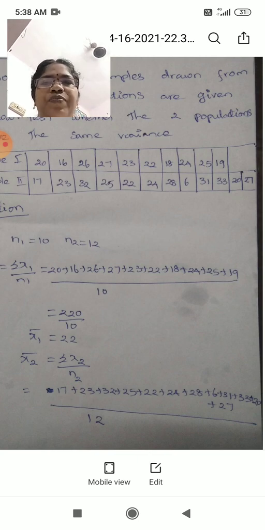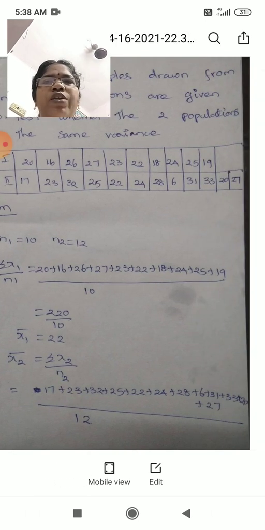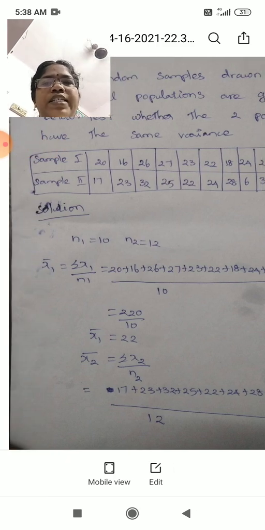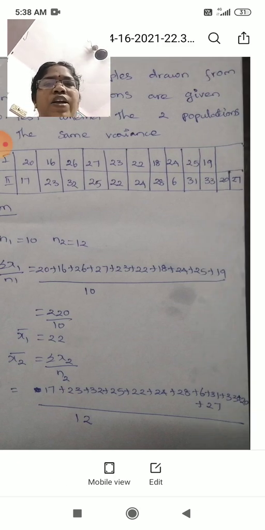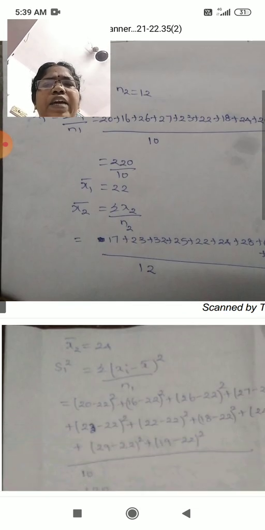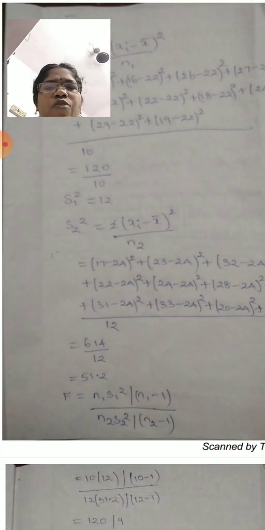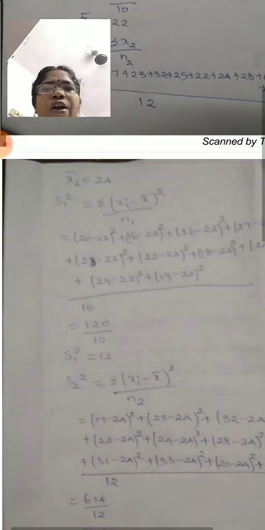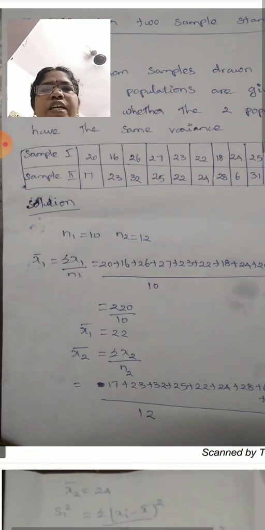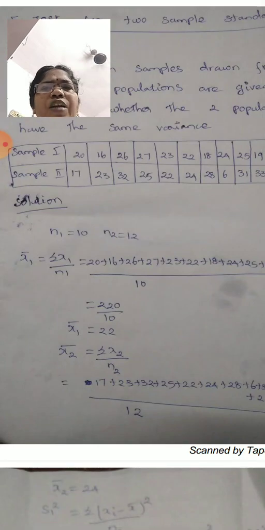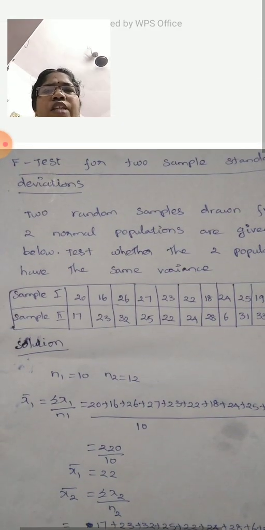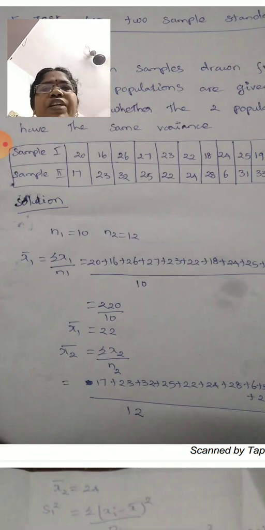Sample 1 has 10 values, therefore N1 equals 10, and sample 2 has 12 values, therefore we take N2 equal to 12. Here the F-test formula is F equal to N1 S1 squared by N1 minus 1 divided by N2 S2 squared by N2 minus 1. Here we have to find the population variance, therefore we have to use the F-test.